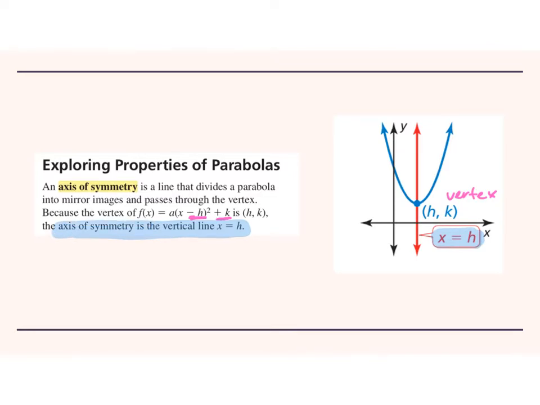So our axis of symmetry divides our parabola into mirror images, and it passes through the vertex. So what we have on the right side of our axis of symmetry, we're going to have the same exact thing on the left side of our axis of symmetry.